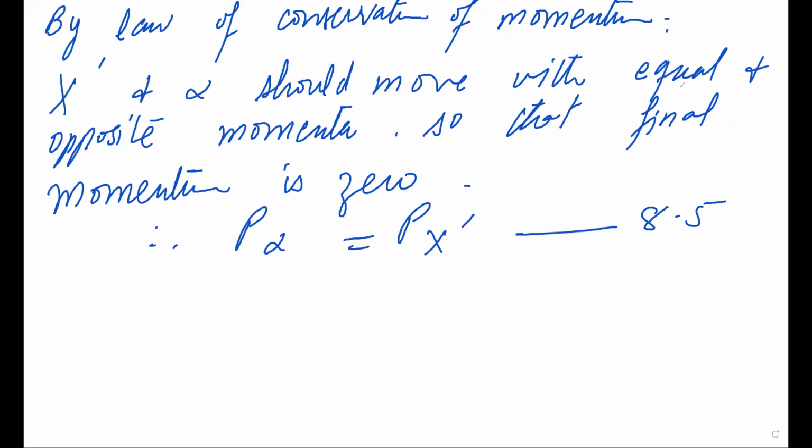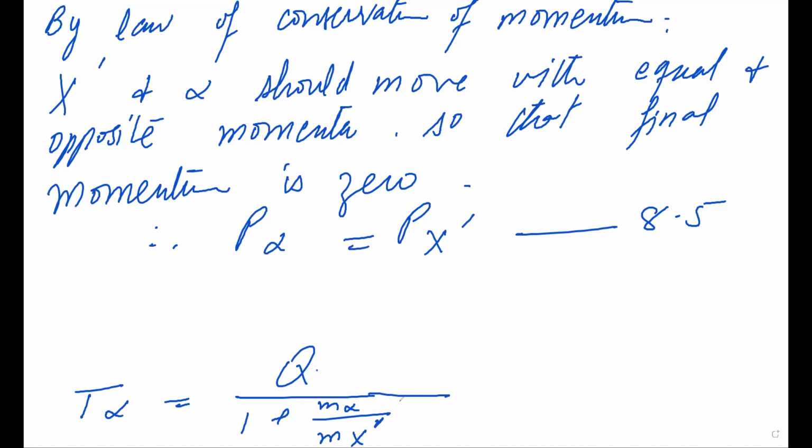Now, if I give you, for example, the result that T_alpha is equal to Q divided by 1 plus m_alpha divided by m_X', so this is equation 8.6, can you do the steps from here to here? Okay, do it.